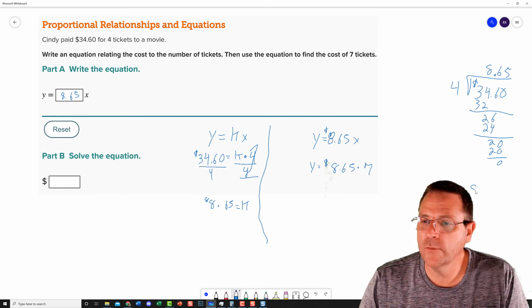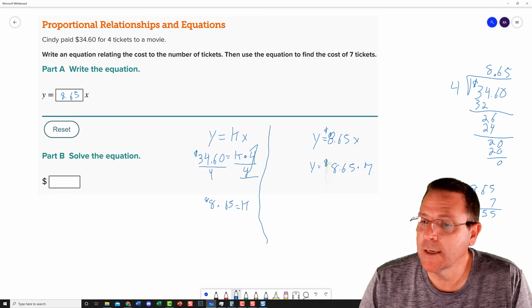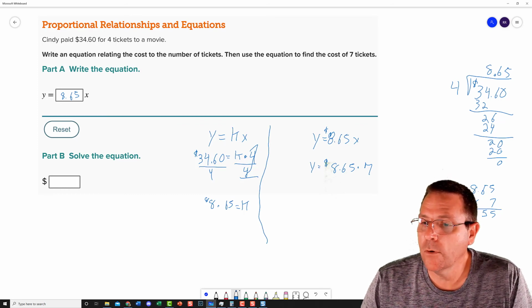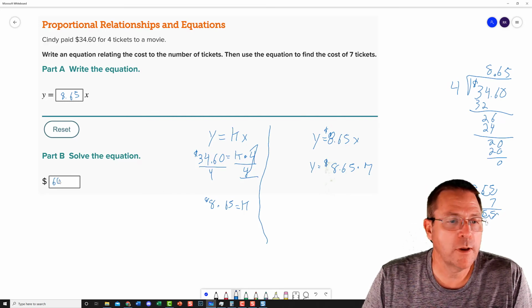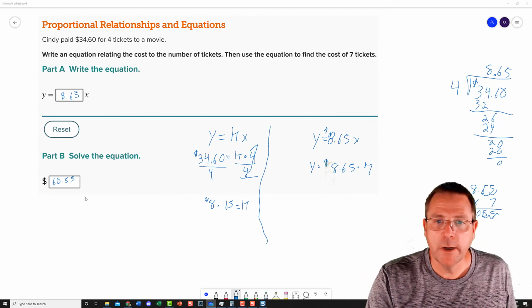I'm going to come off to the side again to do my grunt work. 7 times 5 is 35. 7 times 6 is 42, plus a 3 from the 35 is going to give us 45. And then 7 times 8, that one always gets me. It's going to be 56, plus the 4 from the 45 is going to be 60. Bounce, bounce, bounce, bounce. The final answer is going to be $60.55.